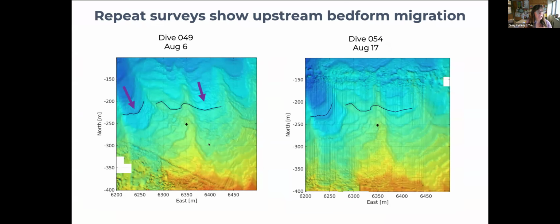And then we have migration of bed forms. So I've just traced the crest of this bed form here and then just translated it to this image. And so you can see both the morphology of the bed form is changing over time, but we're seeing this kind of upwards translating bed form migration in some regions as well.